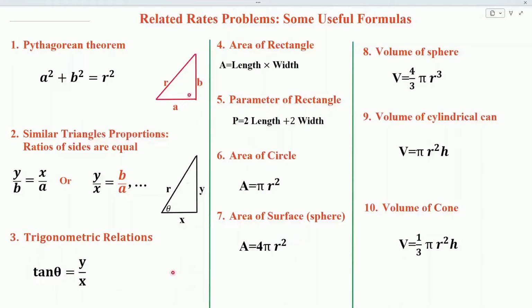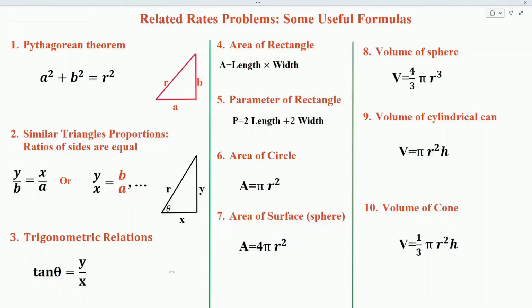If we are given two similar triangles, their corresponding ratios are equal, which means that y by x is equal to b by a. Similarly, y by r is equal to b by r, x by r is equal to a by r, and so on. In trigonometry, we know that tangent theta is equal to y by x.